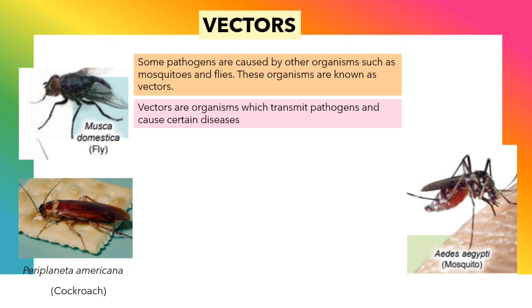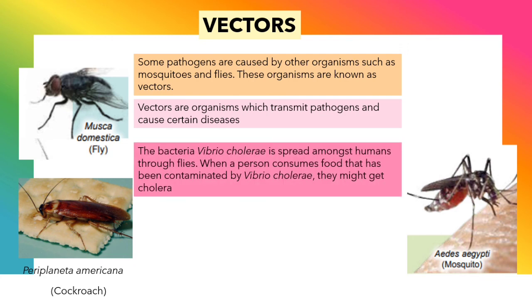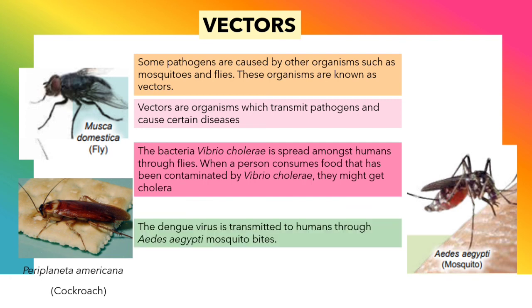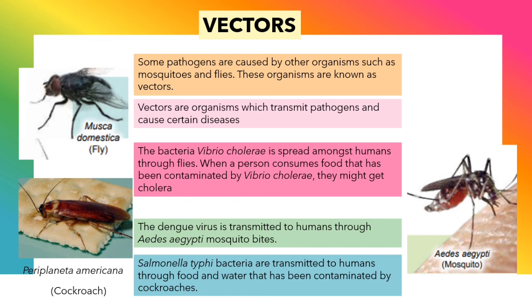The bacteria such as Vibrio cholerae is spread amongst humans through flies. When a person consumes food that has been contaminated by Vibrio cholerae, they might get cholera. The dengue virus is transmitted to humans through Aedes aegypti mosquito bites. And also the Salmonella typhi bacteria are transmitted to humans through food and water that has been contaminated by cockroach.